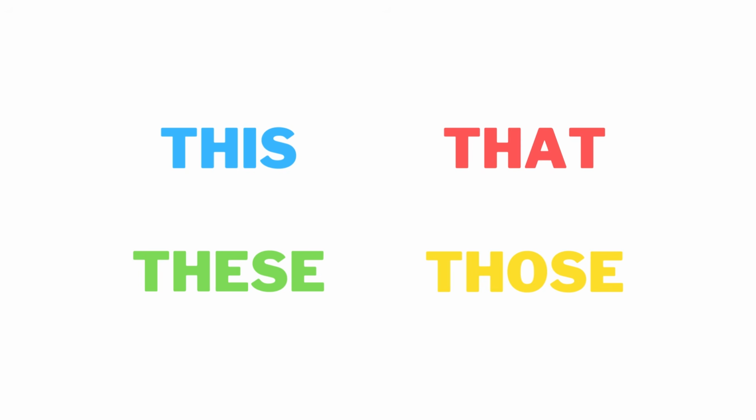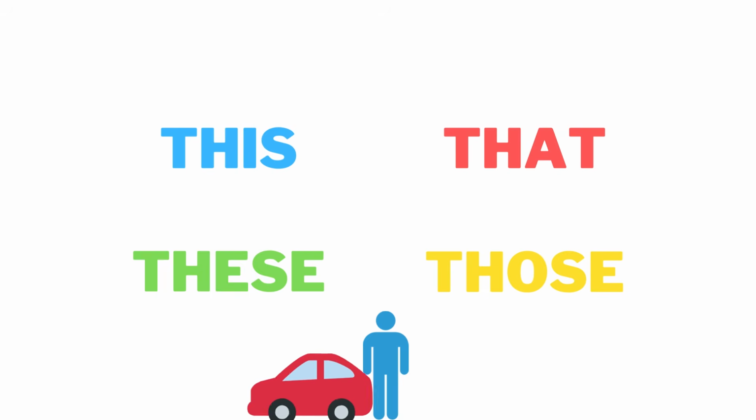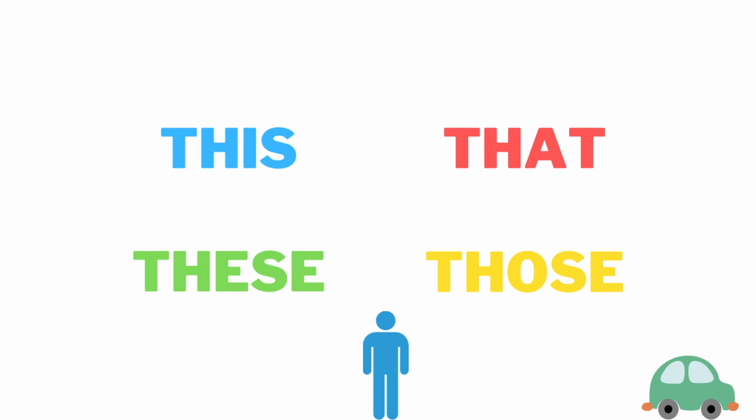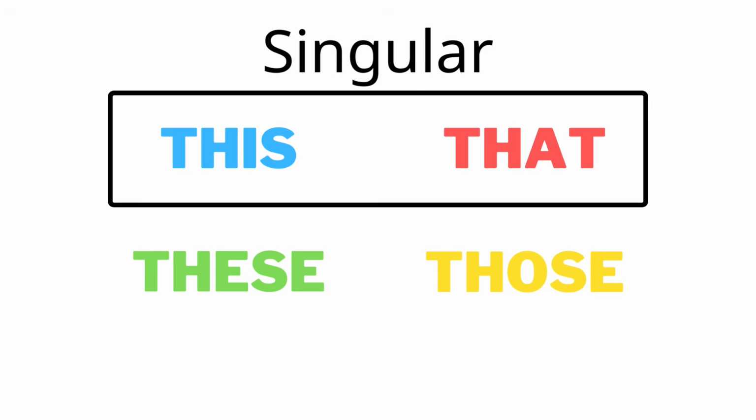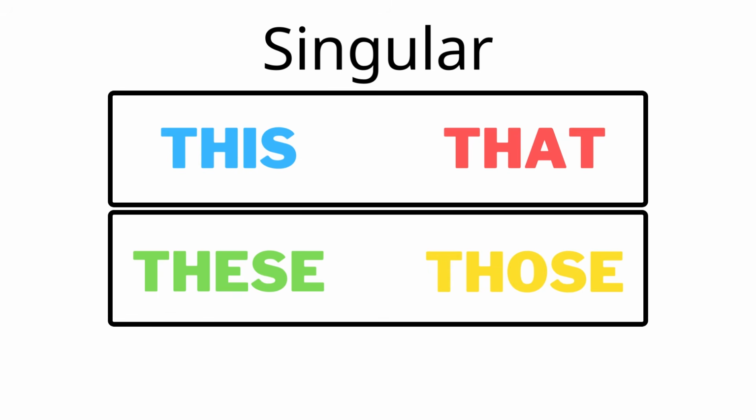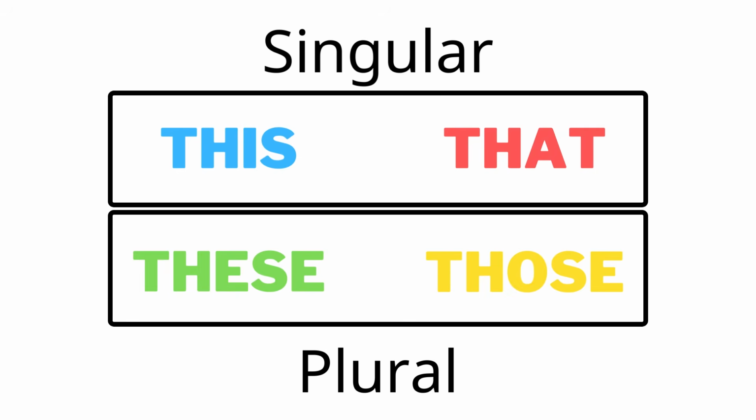This, that, these, and those are called demonstratives. We use this, that, these, and those to talk about whether something is near or far from us. This and that are singular. These and those are plural.